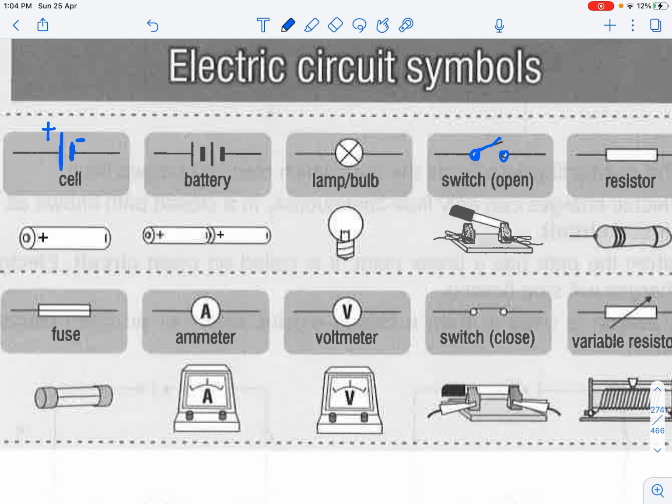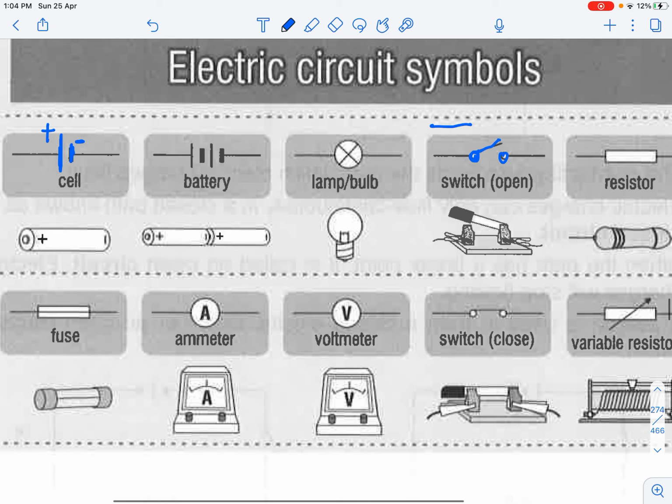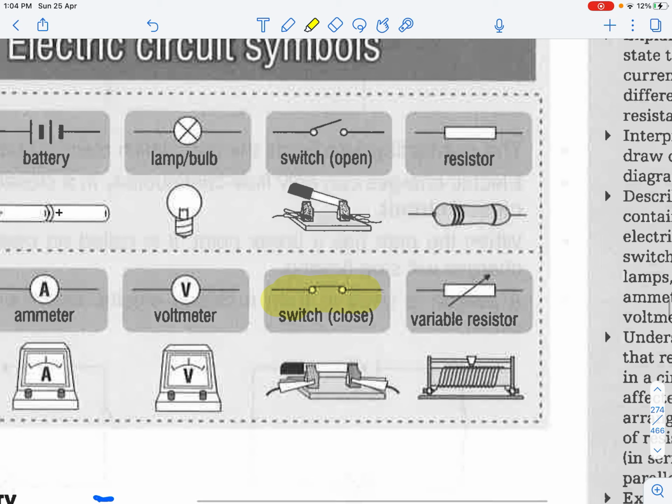Why? In this case, electrical current is not able to flow through completely. A switch that is closed is represented like this, where the two lines are touching each other. You have a resistor. This resistor is a fixed resistor. That means it will not be able to change its resistance along the way. It's just a rectangle box.